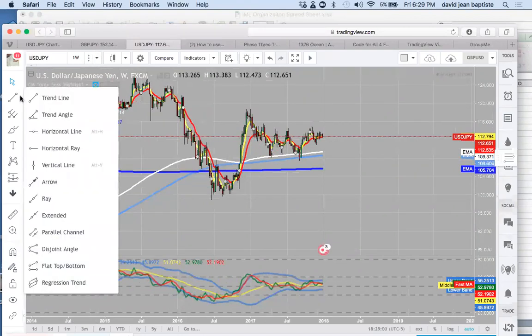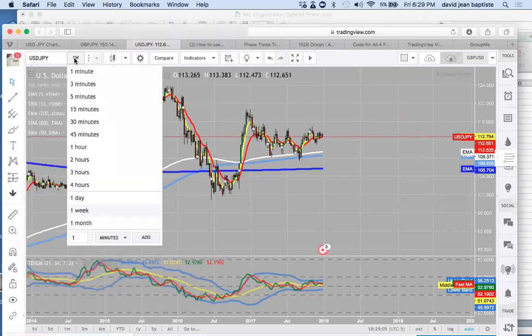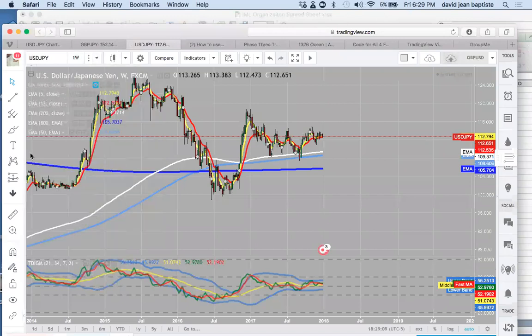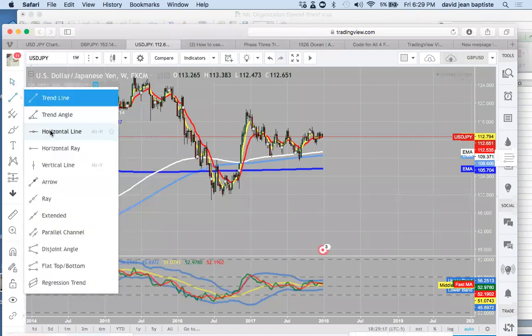Once you're at UJ, you're at the 1 week. Once you're at the 1 week, you go to the upper left, right beneath the cursor, and you look for a horizontal line.